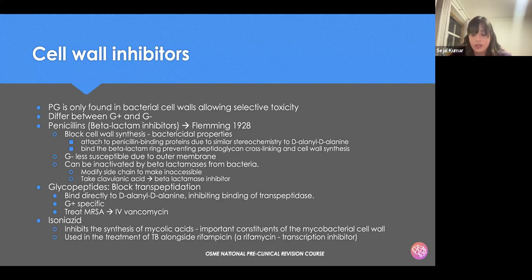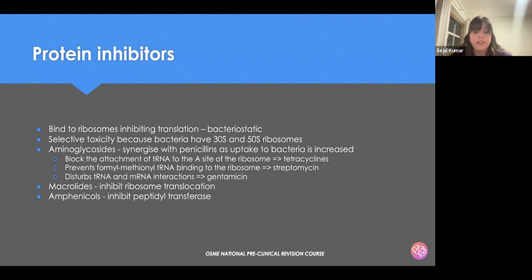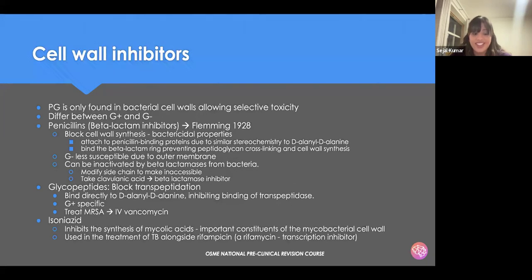And then I think this is the last example of cell wall inhibitors, isoniazid, however you pronounce that. This inhibits the synthesis of mycolic acids, which are important constituents of the mycobacterial cell wall. So mycobacteria are a type of bacteria. And they're also used in the treatment of TB alongside, I can't say that, but you can see it on the slide. It's not a good topic when you can't pronounce half the things.